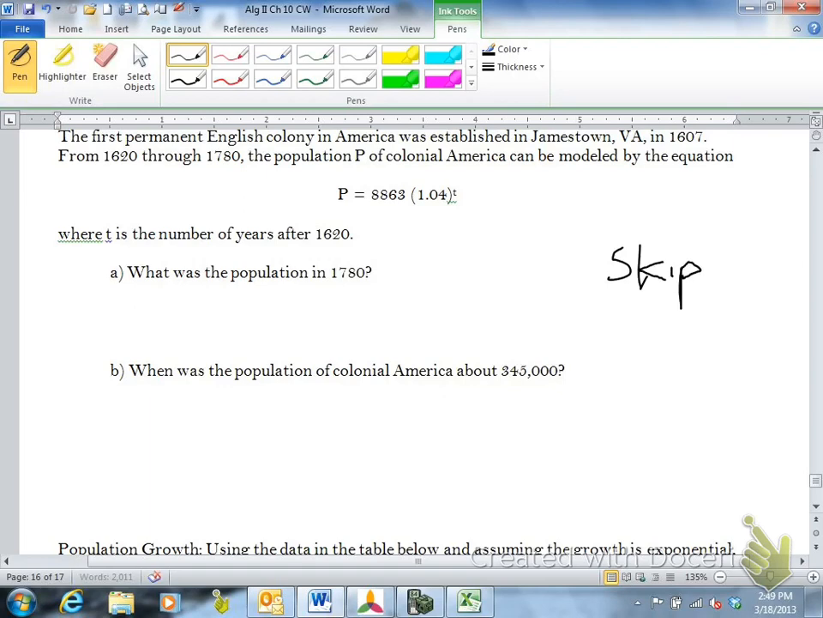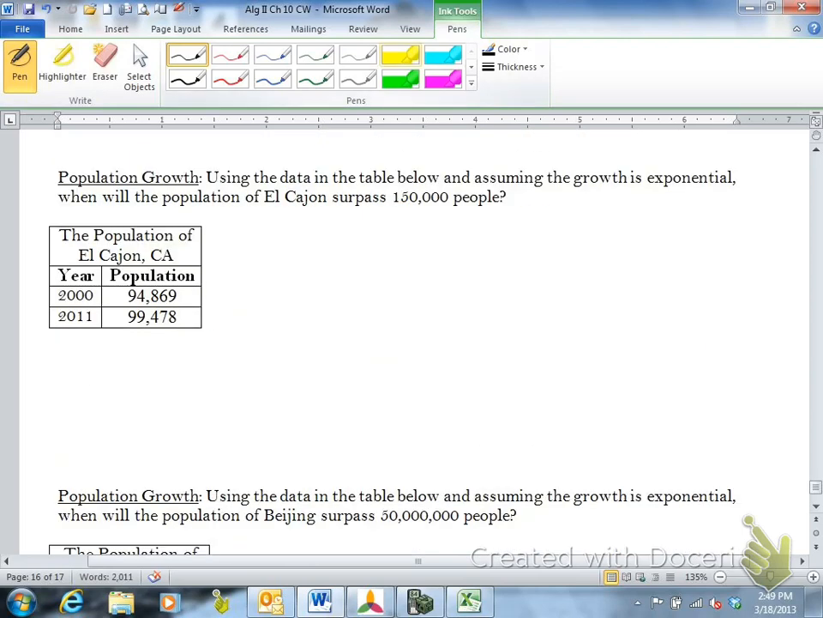And I want to look at the one below it. This one. El Cajon. I've been there before. Population of El Cajon. Using the data in the table below and assuming the growth is exponential, when will the population of El Cajon surpass 150,000 people? So in 2000, the population was about 94,000 people. In 2011, the population was 99,000 people. So when will the population get to be 150,000 people? In what year is the question.